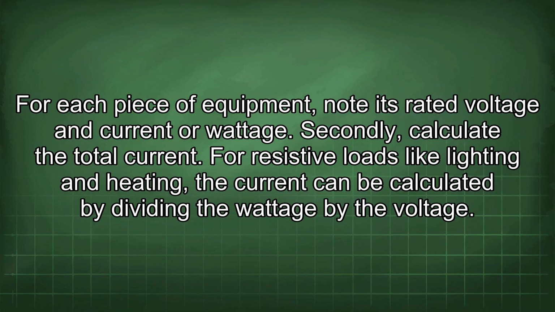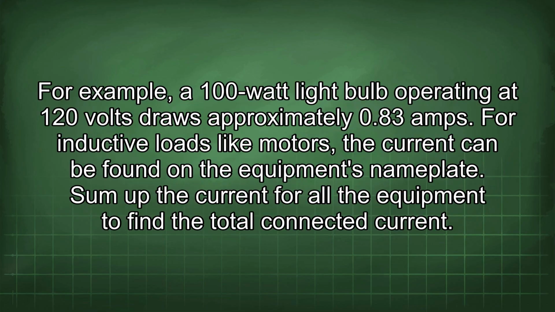Secondly, calculate the total current. For resistive loads like lighting and heating, the current can be calculated by dividing the wattage by the voltage. For example, a 100-watt light bulb operating at 120 volts draws approximately 0.83 amps. For inductive loads like motors, the current can be found on the equipment's nameplate. Sum up the current for all the equipment to find the total connected current.